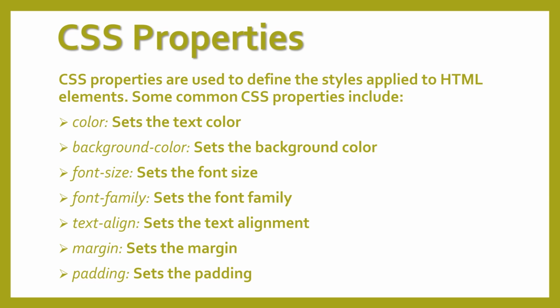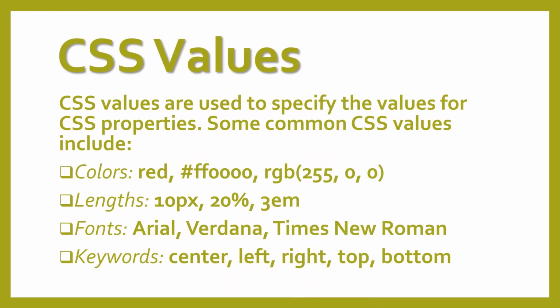So let's talk about CSS values. CSS values are used to specify the values for CSS properties. Some common CSS values include colors, length, fonts, keywords, and the rest. The value specifies the specific thing that you want to give to the property. So let's say the property you want to give to an element is the color. Which color do you want to give to it? Is it red? So now what you are seeing here is red.